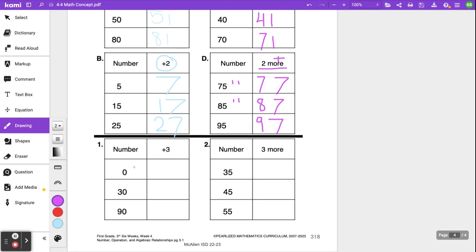Now it's your turn. You're going to use these numbers and use the pattern of plus 3 and 3 more to find it. Remember that more is just another way of saying plus. When you finish these, go ahead and log into Extra Math.